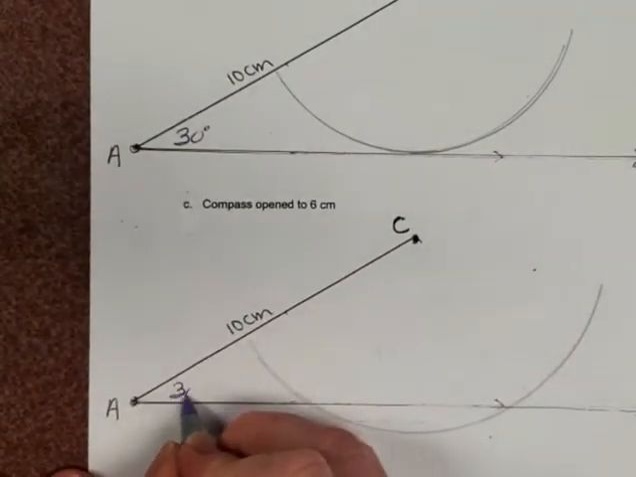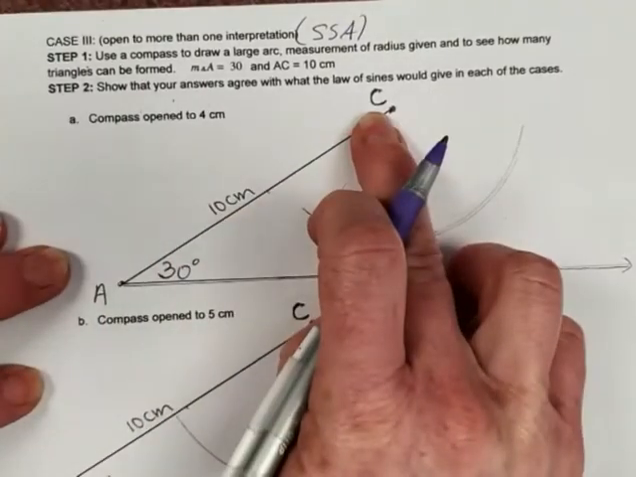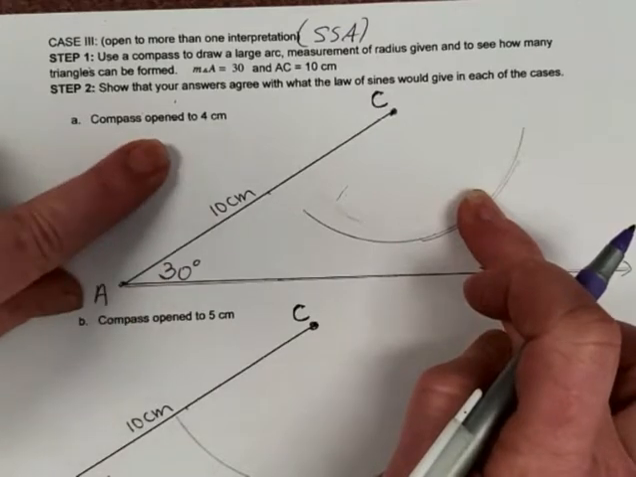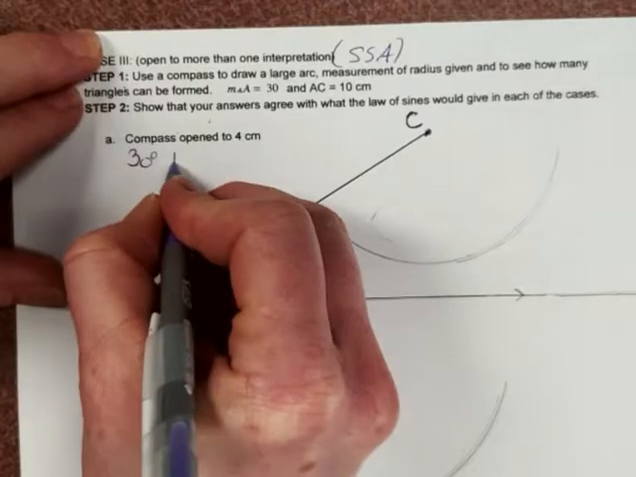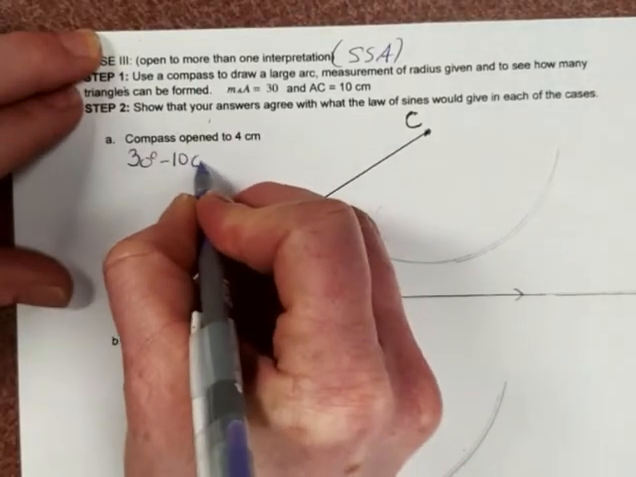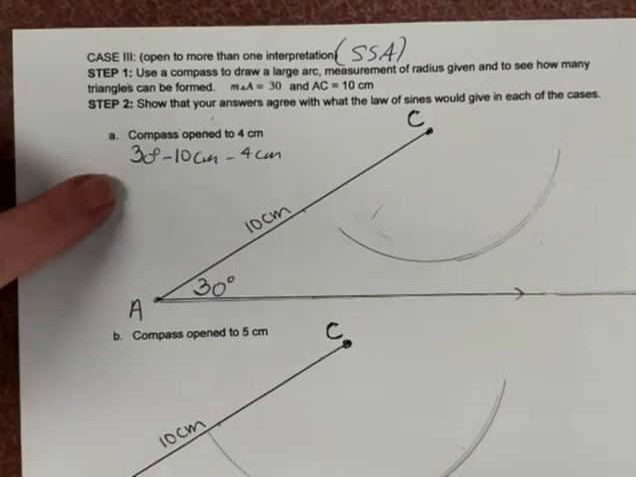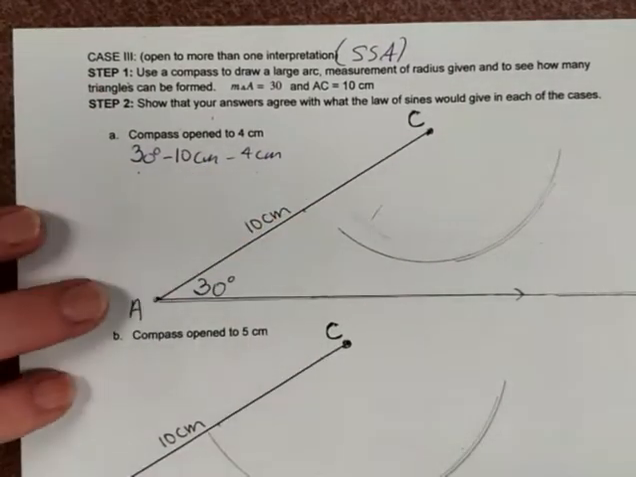So we know an angle. We know a side, and I know the side not included in those. The other side has to be 4 centimeters. So it's 30 degrees, 10 centimeters, and 4 centimeters. Angle, side, side condition, or side, side angle if you go backwards.